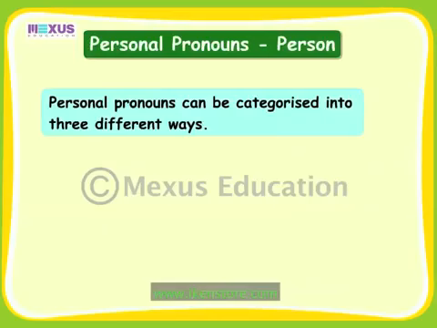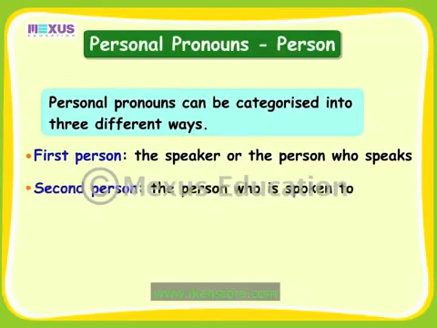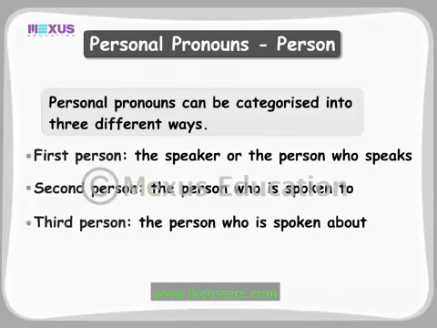Personal pronouns can be categorized into three different ways. The first person refers to the speaker or the person who speaks. The second person refers to the person who is spoken to. The third person refers to the person who is spoken about.